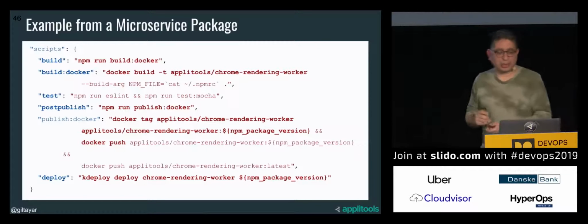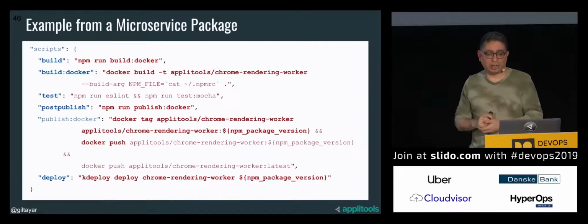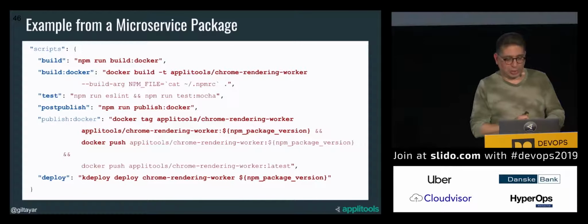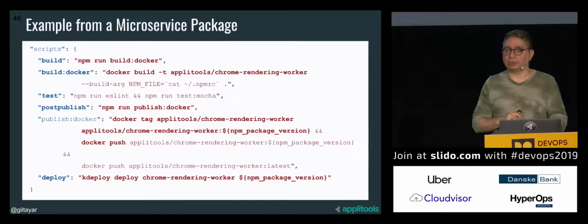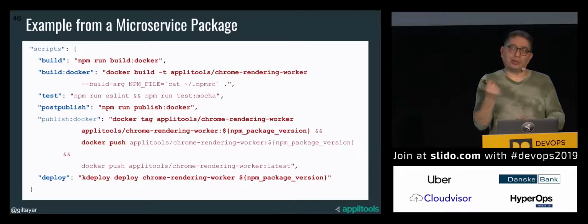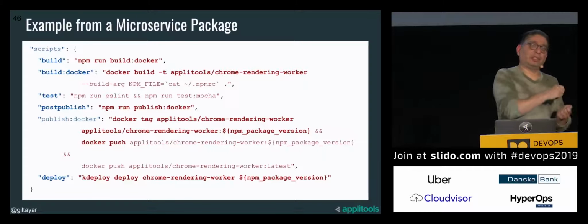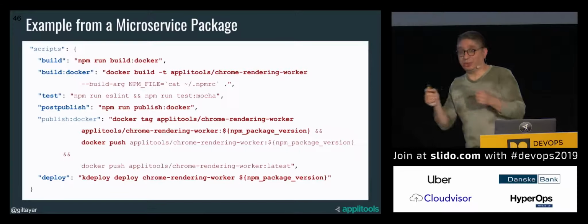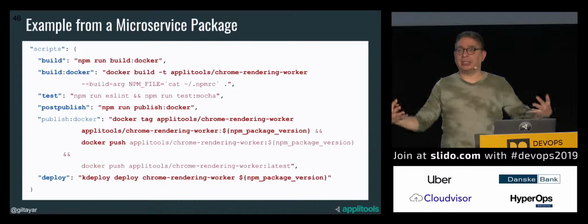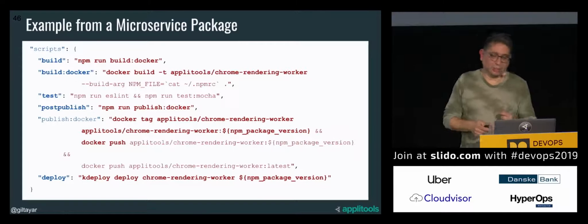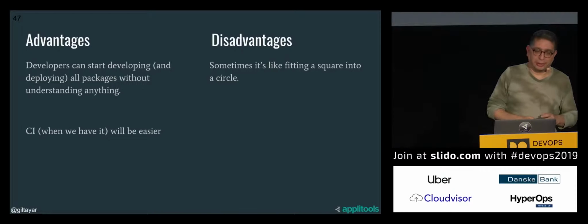And post-publish, I publish the Docker image. Publish will publish the npm package by itself, and post-publish, I will publish the Docker image to my package repository, to the Docker repository, using what version? The same version that the npm package has, and that's the beauty of it. I use npm package versioning to make my Docker versioning work in the same way. We'll talk about deployment later.